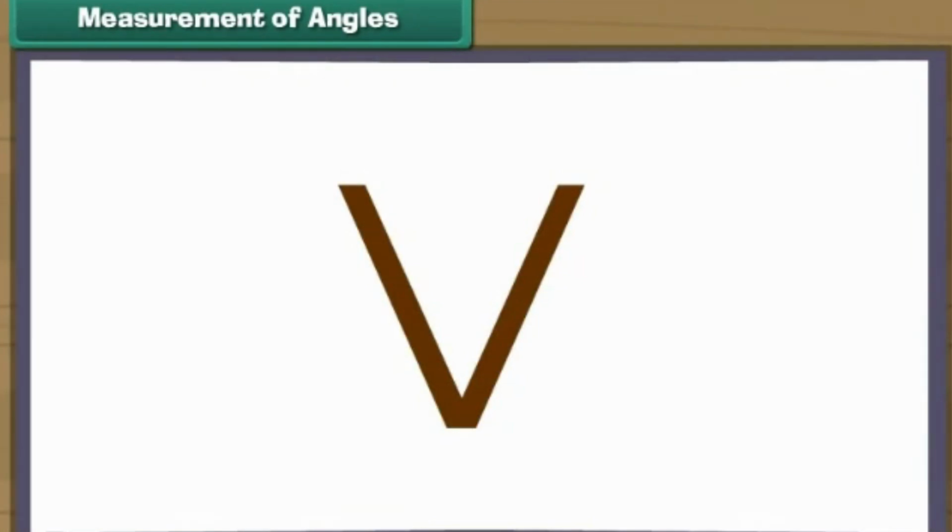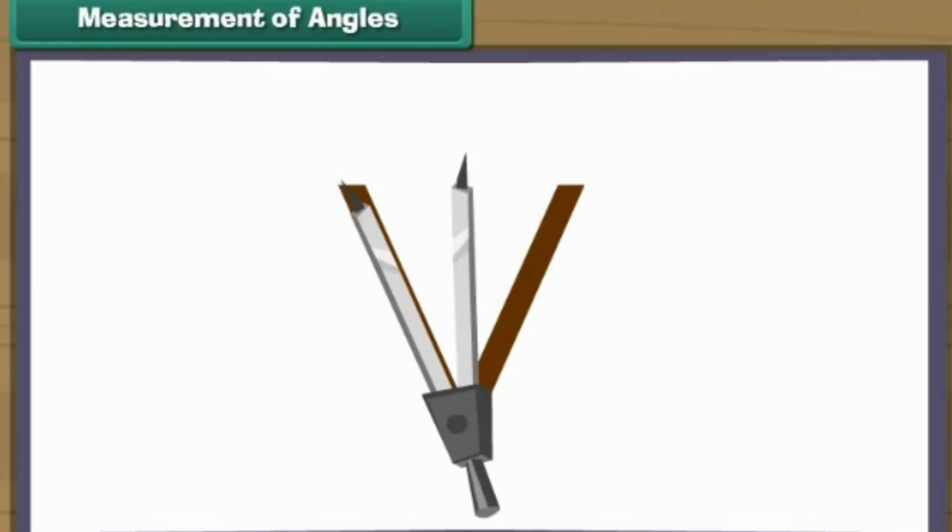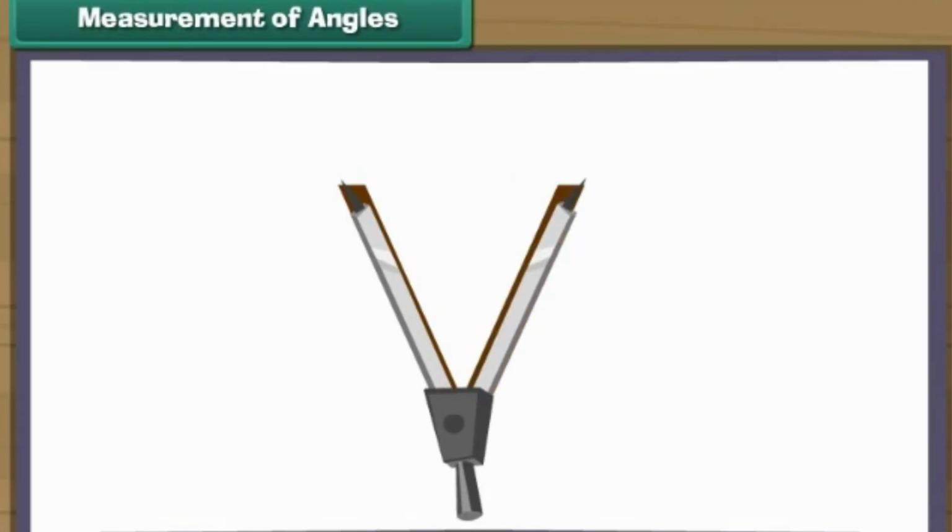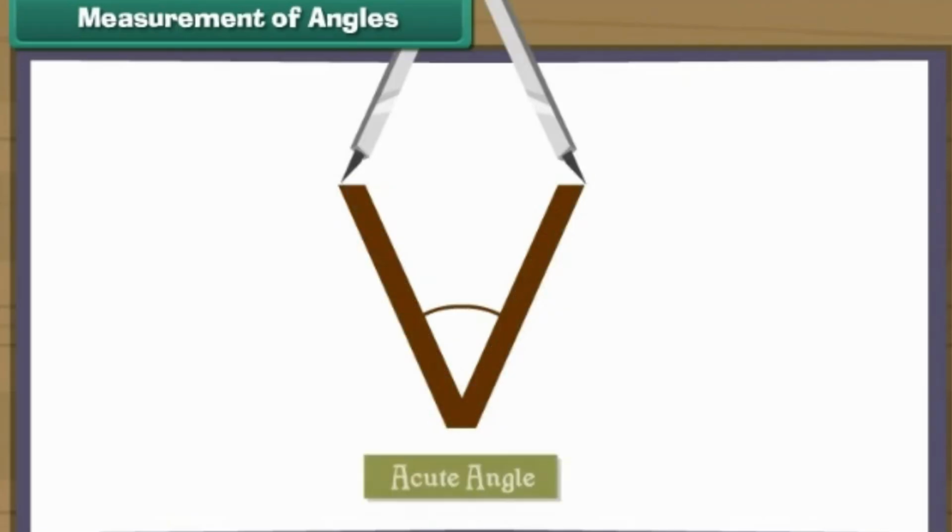Write letter V of the English alphabet. Place the divider on V such that one of its arms and common point coincide with one of the arms and common point of V. What do you see? The other arm of the divider lies to the left of the other arm of V. It means that V makes an angle, an acute angle, which is smaller than the right angle.